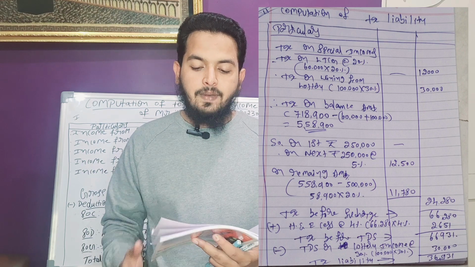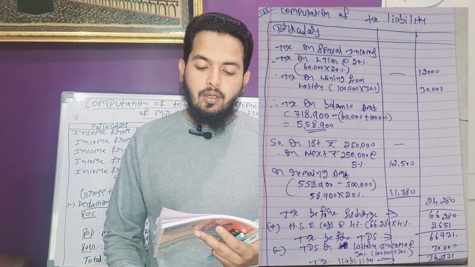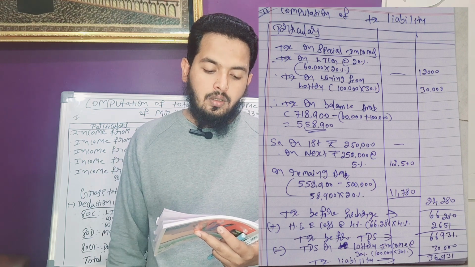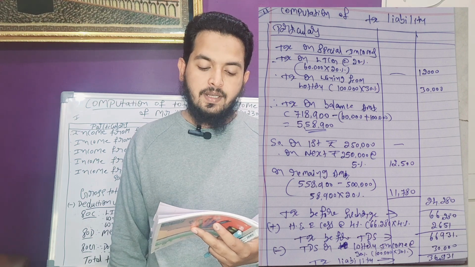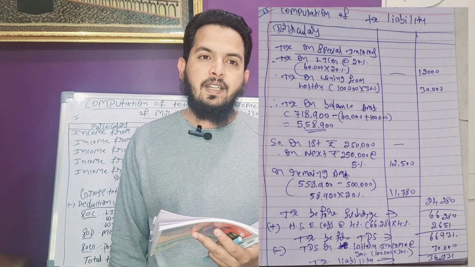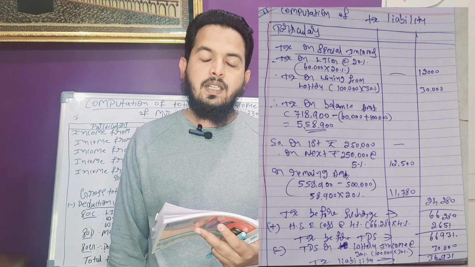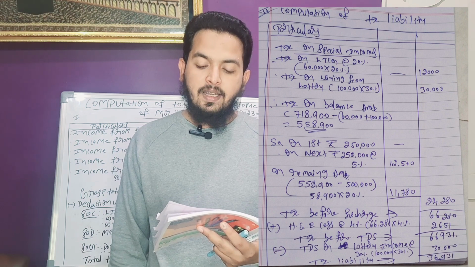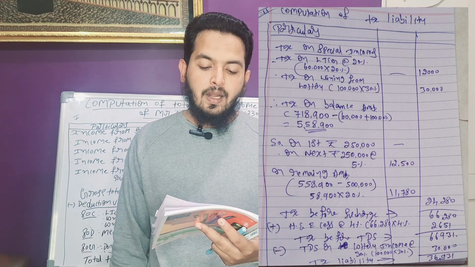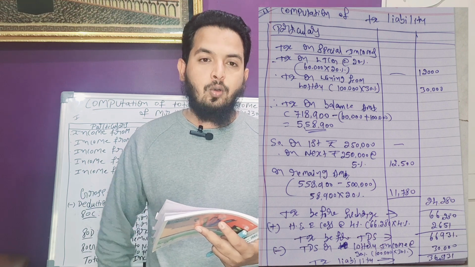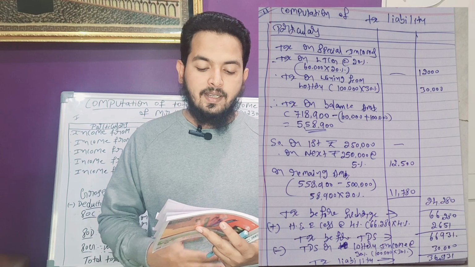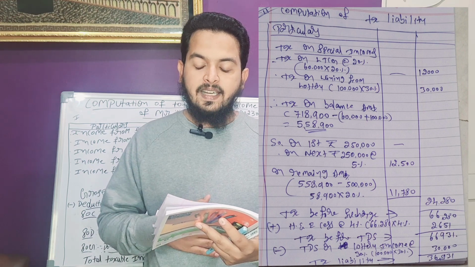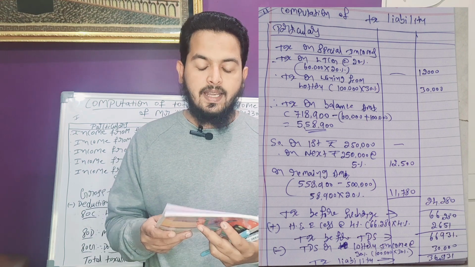Then computation of tax liability: particulars, amount, tax on special income, tax on LTCG at 20%. So what is the long term capital gain? Rupees 60,000. 60,000, 20% means how much? 12,000. Then tax on winning from lottery, gross amount you have to take. Whenever you are calculating tax here, you have to take the gross amount. What is the gross amount? 1 lakh. 1 lakh 30%, 30,000, take this to the second column.